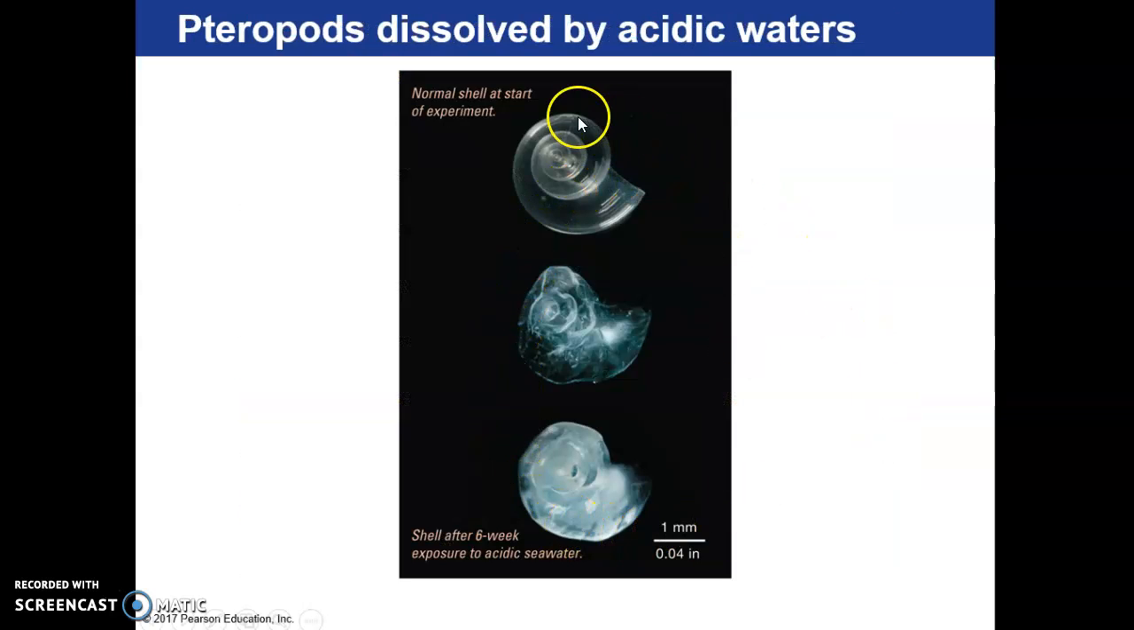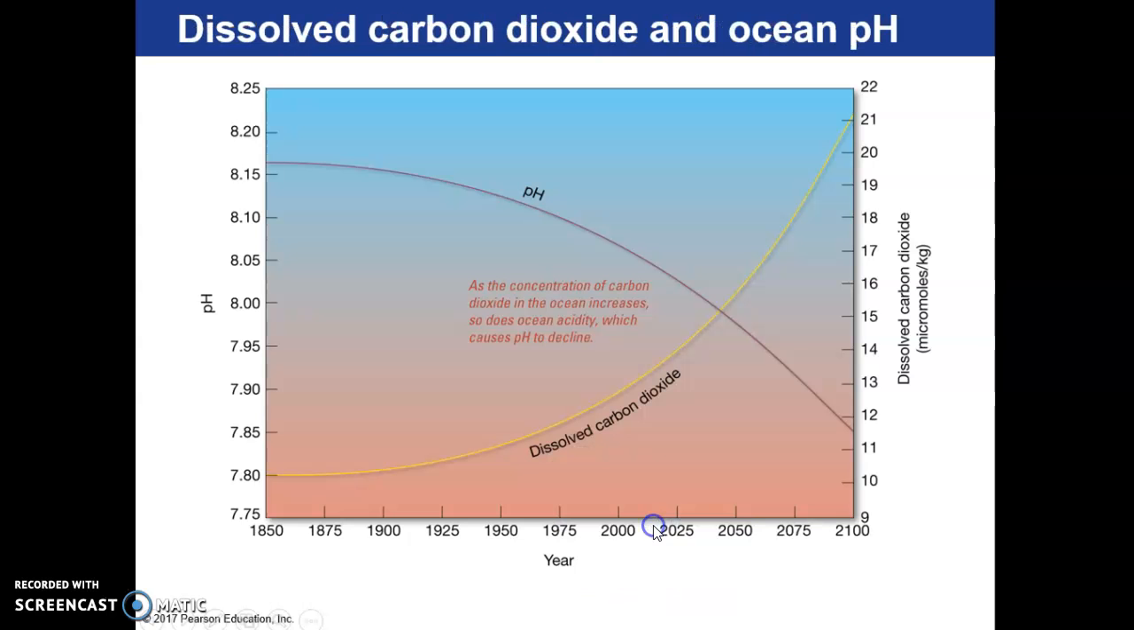So look at a pteropod. This is a normal pteropod shell, but after 6 weeks of being exposed to ocean water that is more acidic than it should be, you can see the breakdown of the shell. Well, if the shell goes away, the creature goes away, and there goes a very important bottom part of your food web.